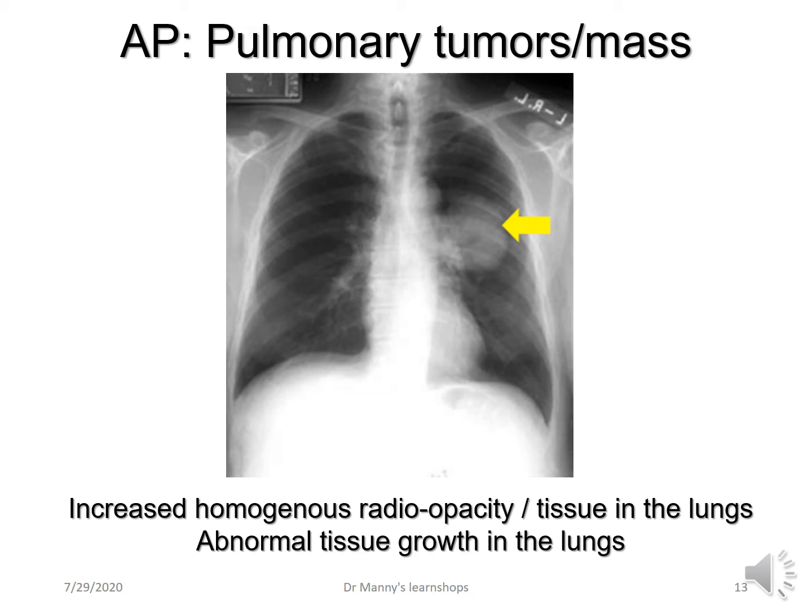Here's an example of pulmonary tumors or a mass on an AP film. This is a left-sided mass or increased whiteness. So on this film there's increased homogenous radiopacity or tissue in the lungs because of an abnormal tissue growth in the lungs. Lungs are normally black. Lungs are normally filled with air. There's some mass here for some reason which is increasing whiteness.